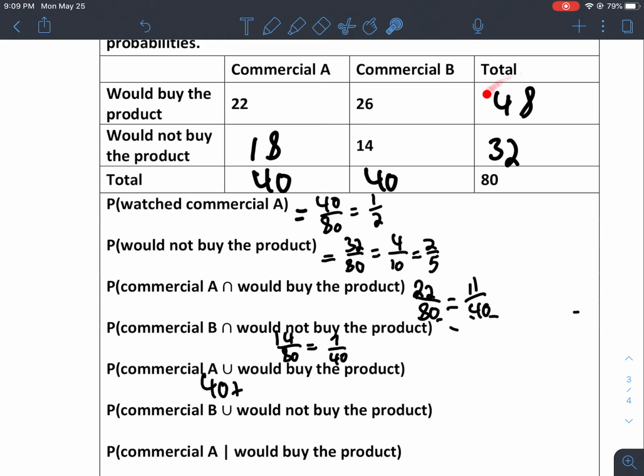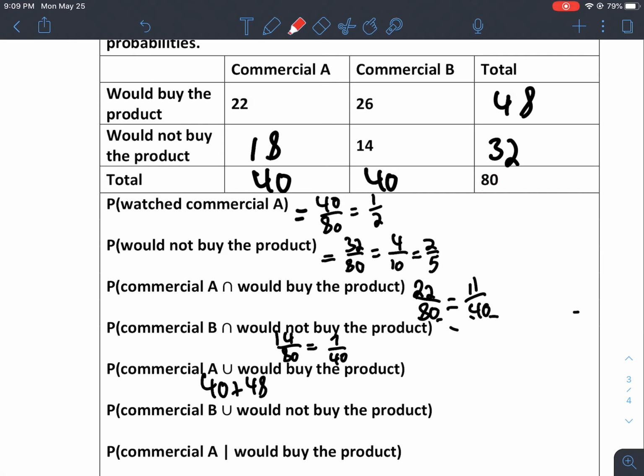How many people would buy the product? 48. Well, as you can see, we are already over 88. We're at 88, which is more than 80. And how can we have more people than our total?